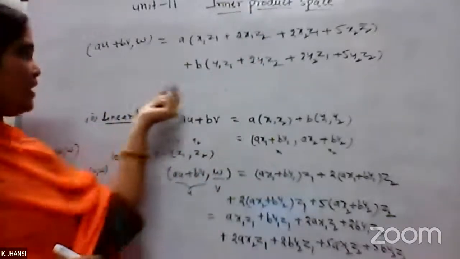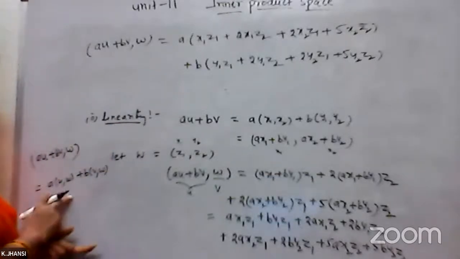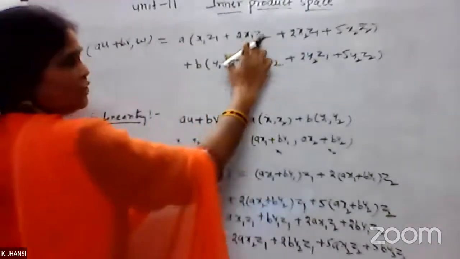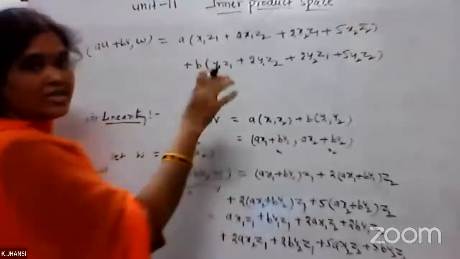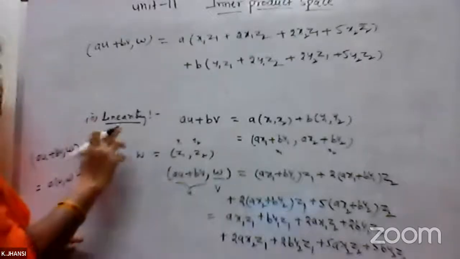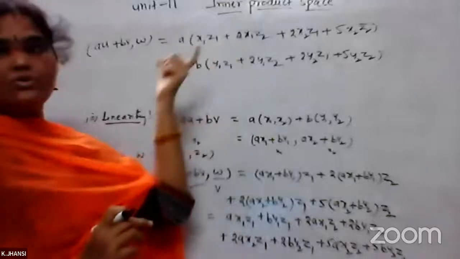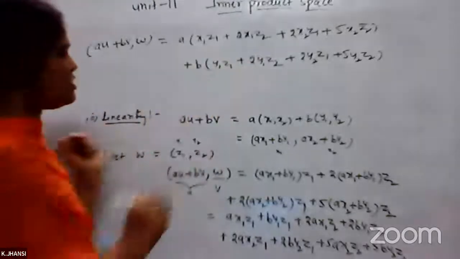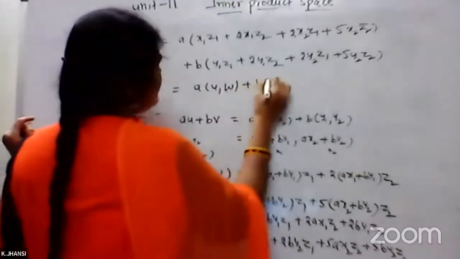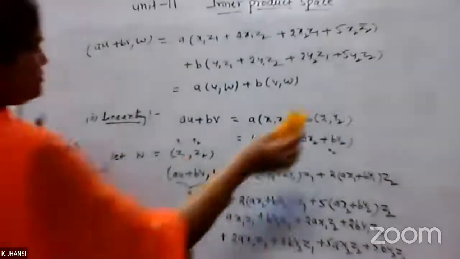We can tell that it is the relation of u comma w. What is u? u is x1 x2, and w is z1 and z2. So this is the relation of u comma w, and this is the relation of v comma w, where v is y1 y2 and w is z1 and z2. When you substitute those values in the given function, you will get these two relations. So this is equal to a into u comma w plus b into v comma w. So it is satisfying the linearity.